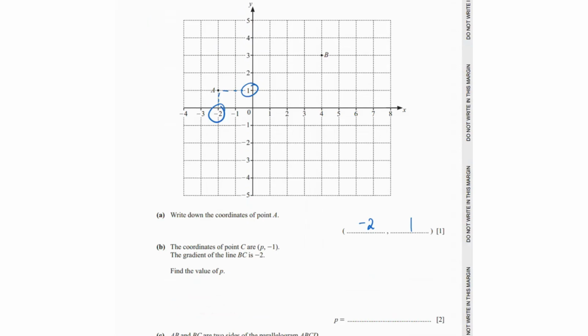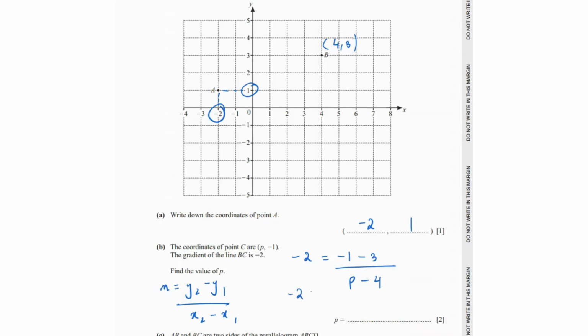The coordinates of point C are (p, -1), and the gradient of the line BC is -2. Find the value of p. So gradient has the formula of y2 minus y1 over x2 minus x1. So -2 equals to -1 minus, coordinates of B are (4, 3), so -3 divided by p minus 4. y2 was -1, x2 was p. y1 was 3, x1 was 4.